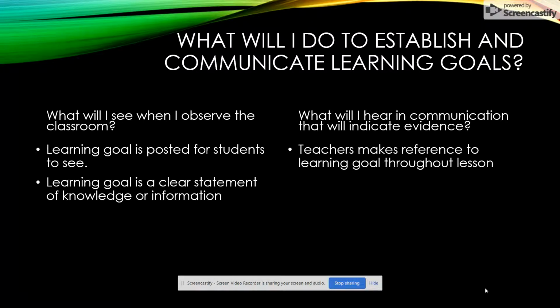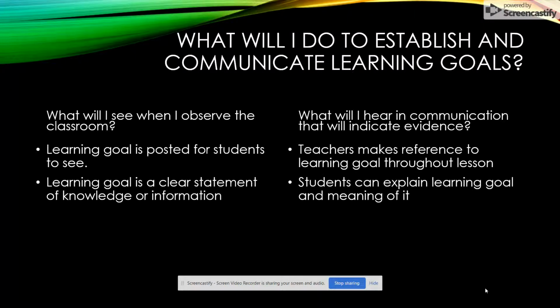What will I hear in the communication that will indicate evidence? Teachers make reference to learning goals throughout the lesson. Students can explain learning goals and the meaning of it.